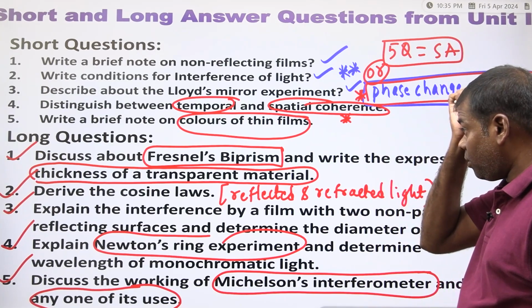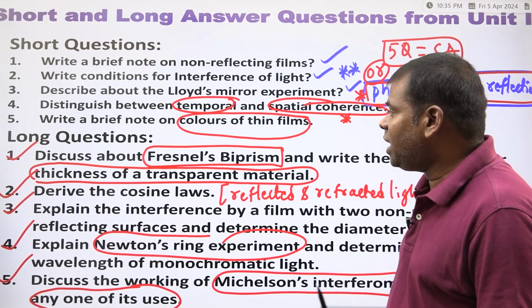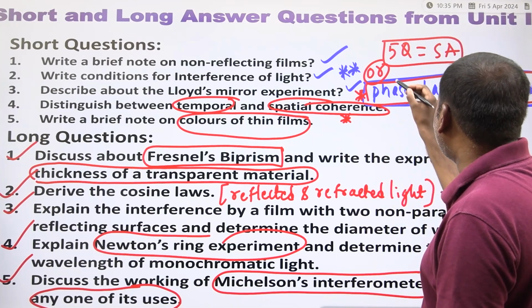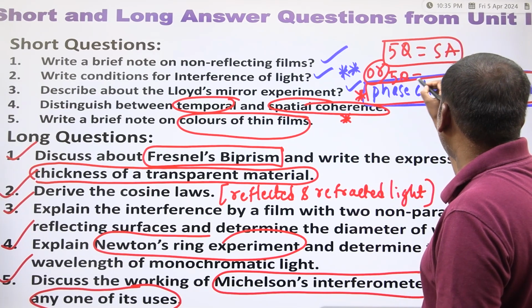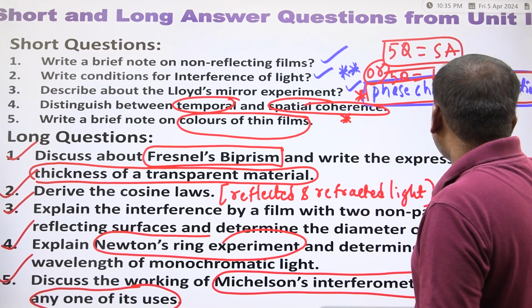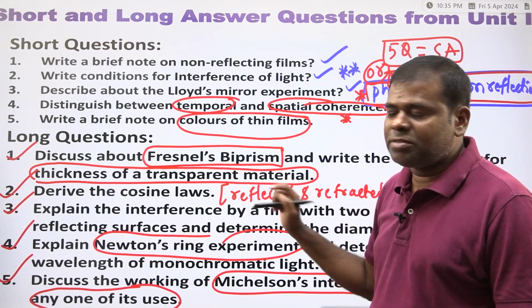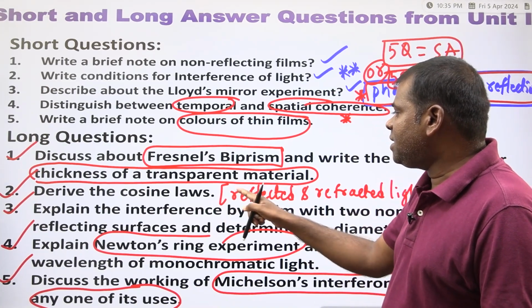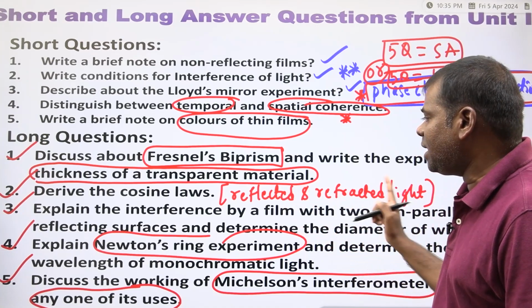These are the 5 long questions. Once again, you have to see the first one is Fresnel biprism. 5 long questions I am making. The first one is Fresnel biprism and application of the Fresnel biprism. The second one is cosine laws due to the reflected and refracted light.